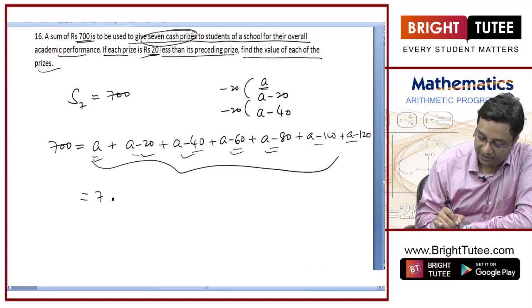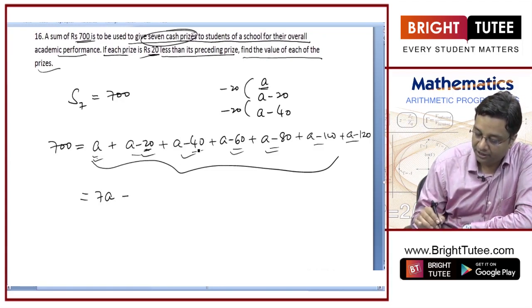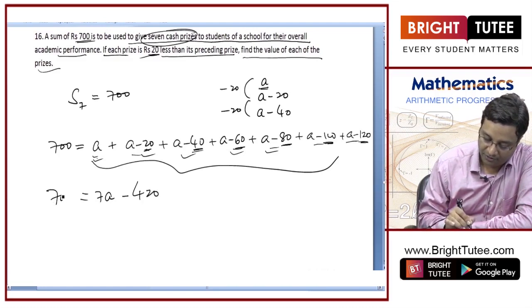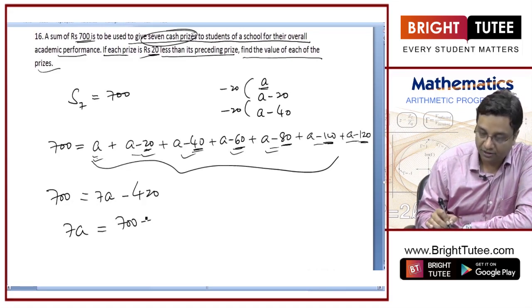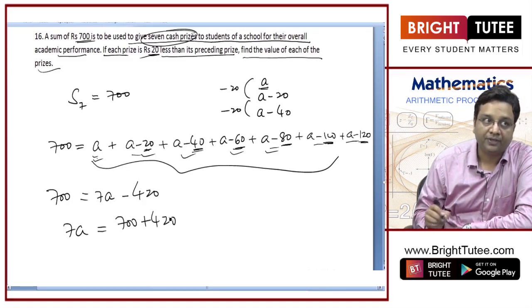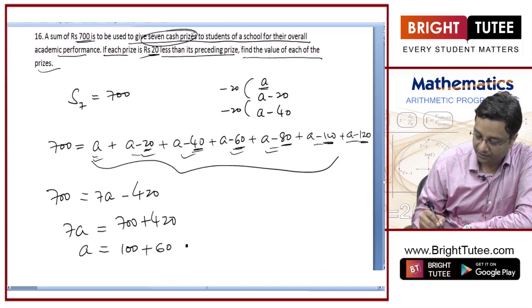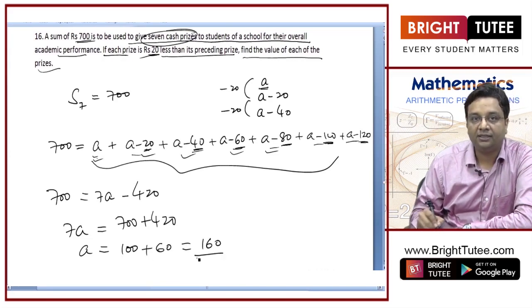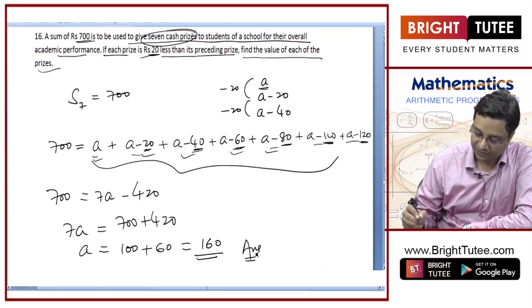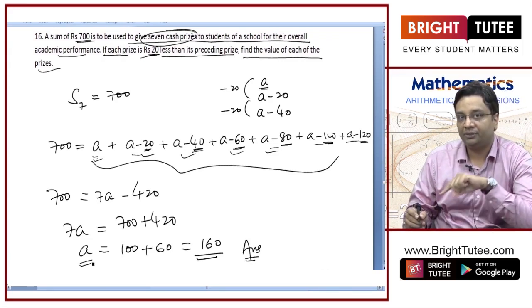So how many A's are there? 7A, right? Minus, how much is this? 20, 40, 60, 120, 200, 300, 420 rupees is equal to 700. So 7A is equal to 700 plus 420, right? So this is equal to, if I divide it by 7, it will give me A equal to 100 plus 60, which is equal to 160, right? So this is the value of first prize, right?